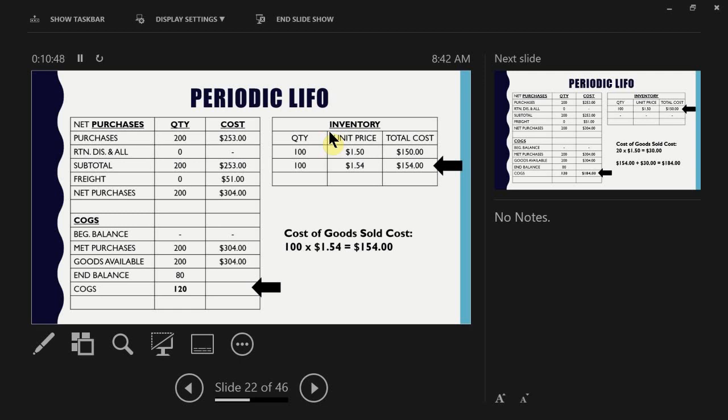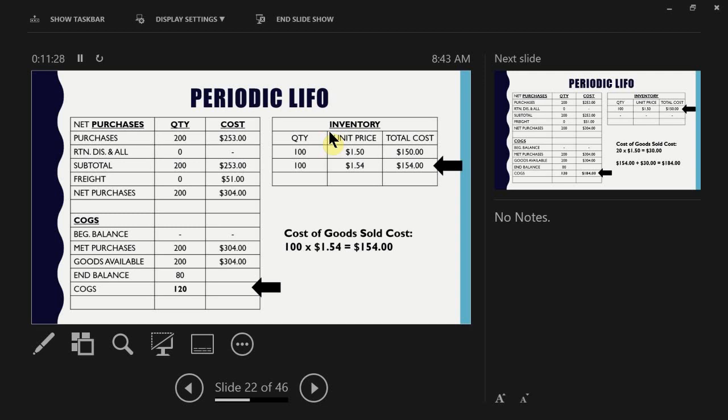So by understanding LIFO, this time instead of the first batch that you purchase being the first one that you take out, it's actually going to be the last one that you purchased that comes out. So if you look at my little purchases window on the top right, we're going to go from bottom to top. We're going to sell out the last ones that we actually purchased.